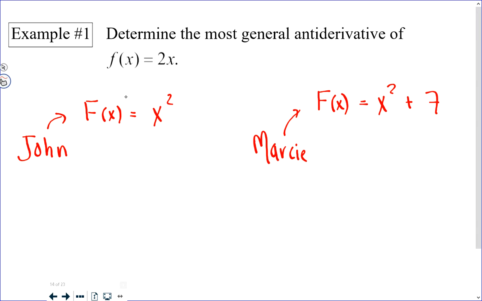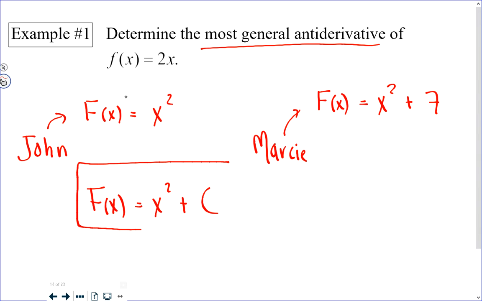There are an infinite number of antiderivatives to a function. And that's why this question says, what is the most general antiderivative? And what we write for an answer is that capital F of x equals x squared plus some constant. What is the value of that constant? Well, it's just some arbitrary constant. It could be anything. Because when you differentiate a constant, you get 0. The derivative of x squared plus a constant will be 2x plus 0, which is 2x. You have to try to remember to put that constant on the end of any antiderivative.